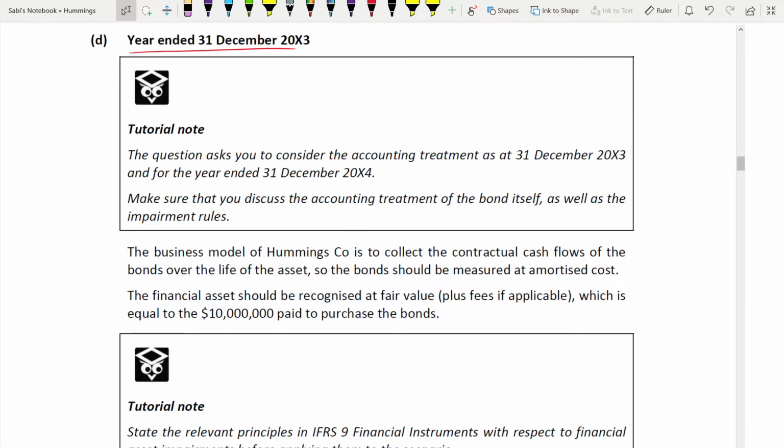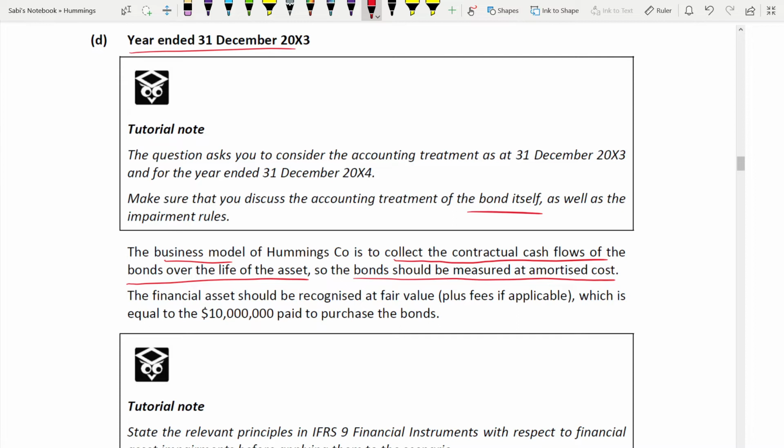How will you decide it? Looking at the business model. In this case, it is to collect the contractual cash flow over the life of the asset. So the bond should be measured at amortized cost. Very important. First you have to identify this before you jump to the impairment. Don't jump to the impairment. You need to identify how this bond will be measured. Is it at amortized cost?